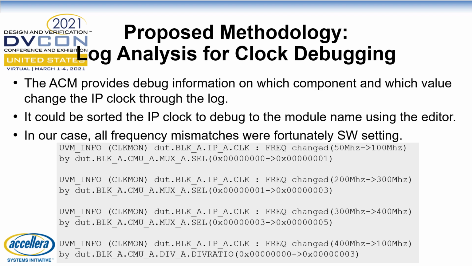In our case, fortunately all frequency mismatches were software setting issues, not IP bugs. However, we think IP bugs can be indirectly detected through the case that the target frequency cannot be generated with any divide ratio or mux selection combination, or even if any combination is there, it may affect the other IP clocks.